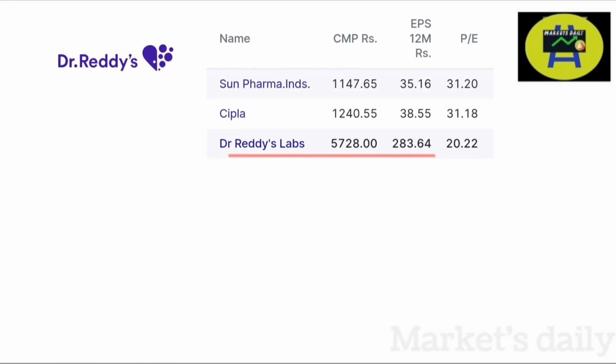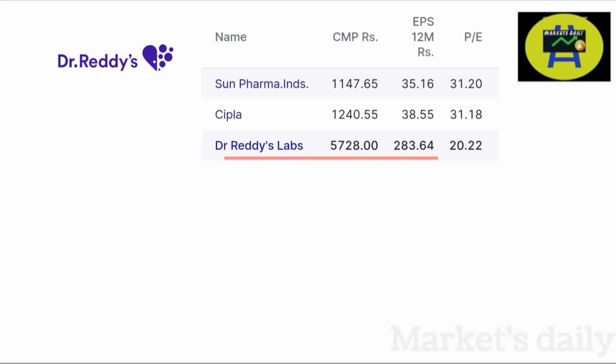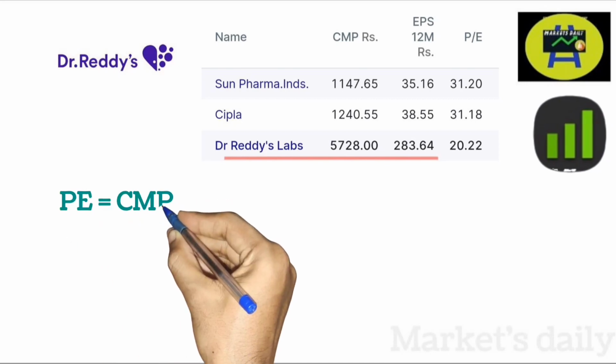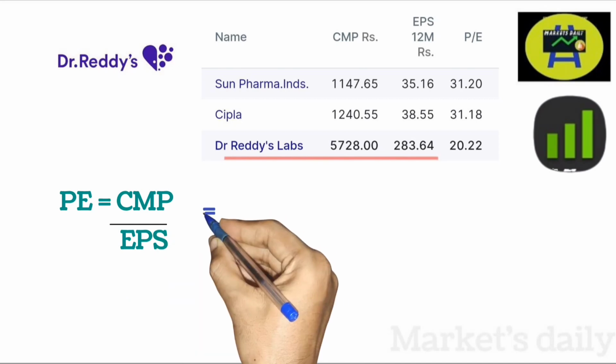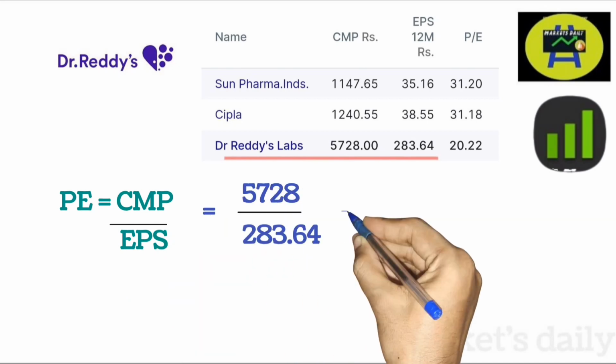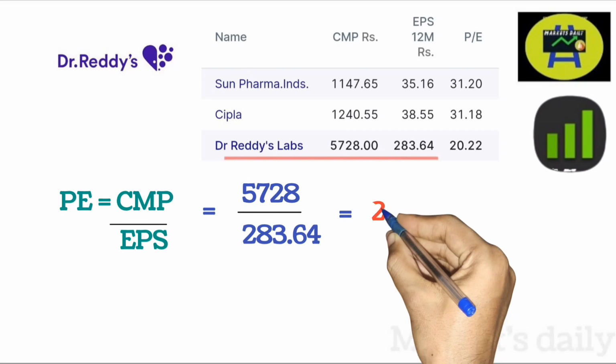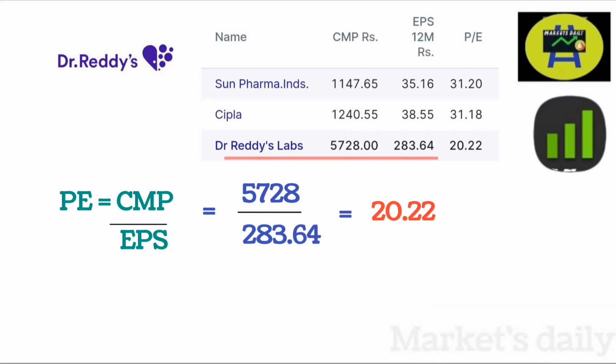Let us see an example for PE calculation. Let us consider Dr. Reddy's laboratory, whose current market price is 5728 rupees. This is as on 19th September. And its EPS is 283.64 rupees. All these details are taken from screener.in website. Now we apply this formula we saw earlier. PE equal to current market price divided by earning per share, which is 5728 divided by 283.64, and that gives us 20.22. So what does this 20.22 tell us?